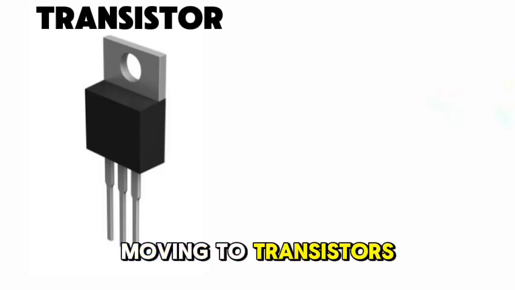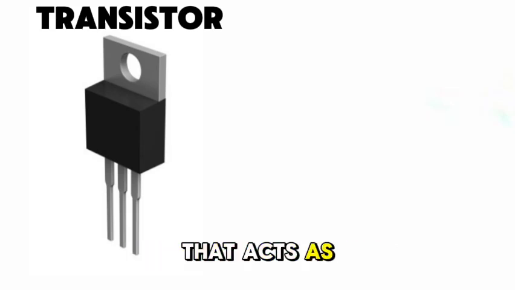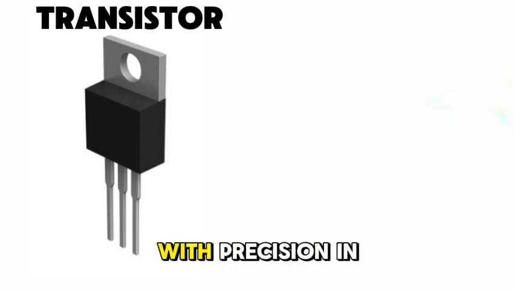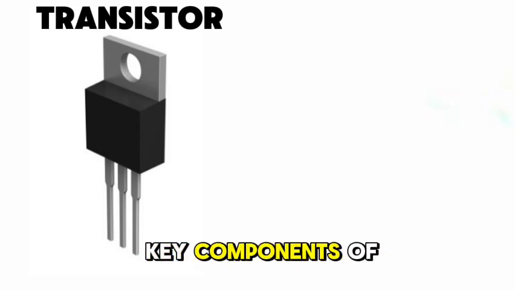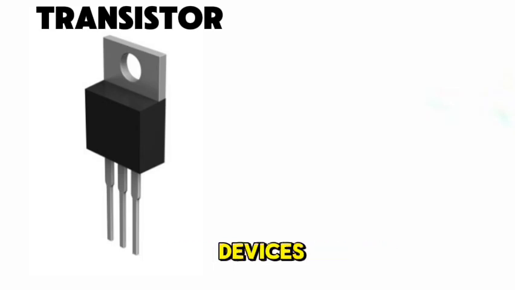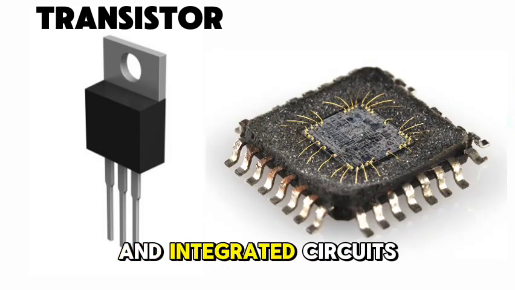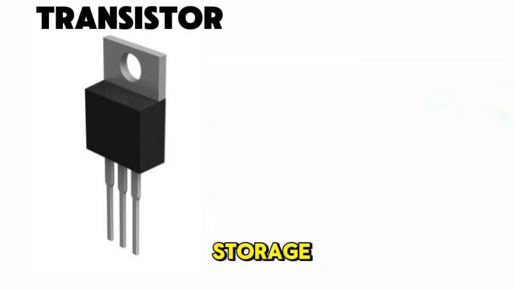Moving to transistors, a transistor is a semiconductor electronic component that acts as an extremely fast switch, controlling the flow of electrical current with precision in modern digital devices. Transistors are the key components of nearly all modern electronic devices. Millions of transistors are interconnected in integrated circuits (ICs), enabling data processing and storage.